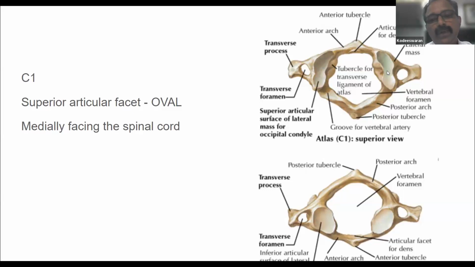This is another important landmark in the CV junction, which is useful for most of the surgical approaches. So again, this superior articular facet is facing towards the spinal cord because the occipital condyle is facing laterally. So they both together form the occipital C1 joint.